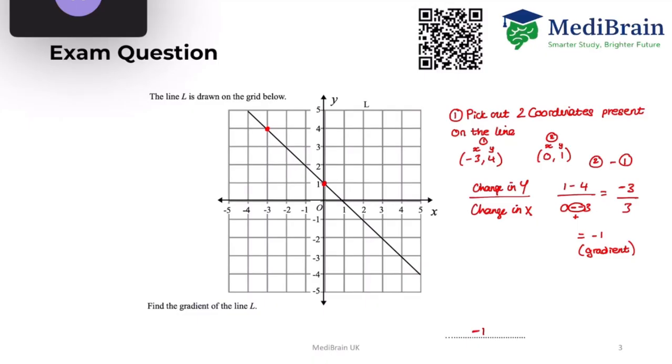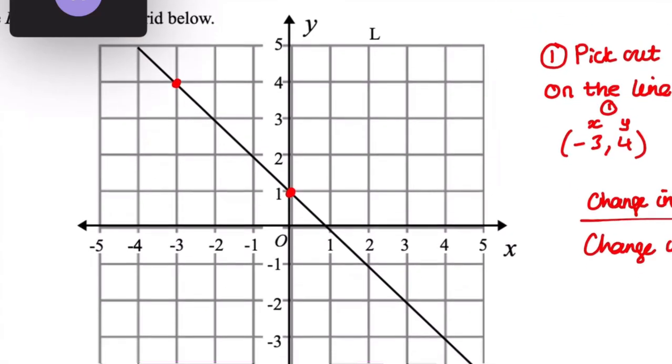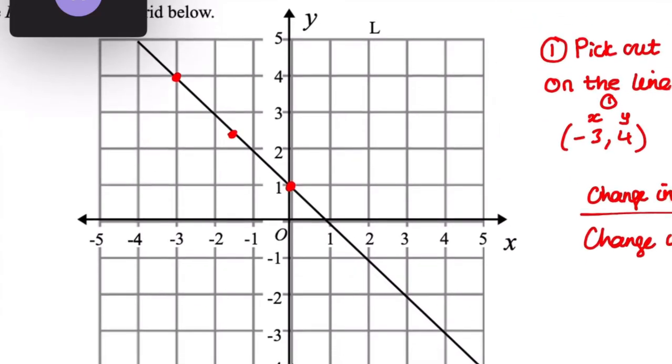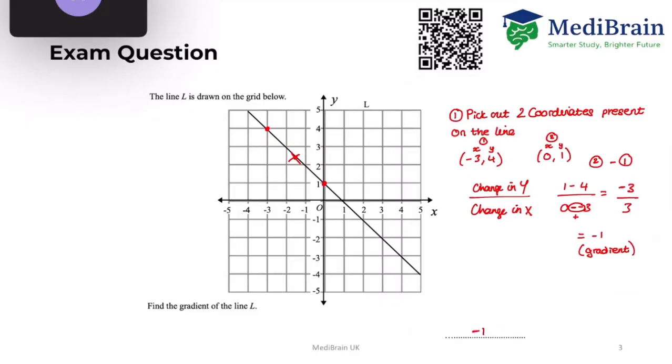Okay, so with a question like this, all you're going to do is pick out 2 coordinates on the line that you can distinctly see. Don't pick out a coordinate in the middle of a square or something that you can't say for exact. Pick out distinct coordinates that you can easily see and tell what they are. Once you've picked out the 2 coordinates, you're just going to write them down, and then work out the gradient of the 2 coordinates.